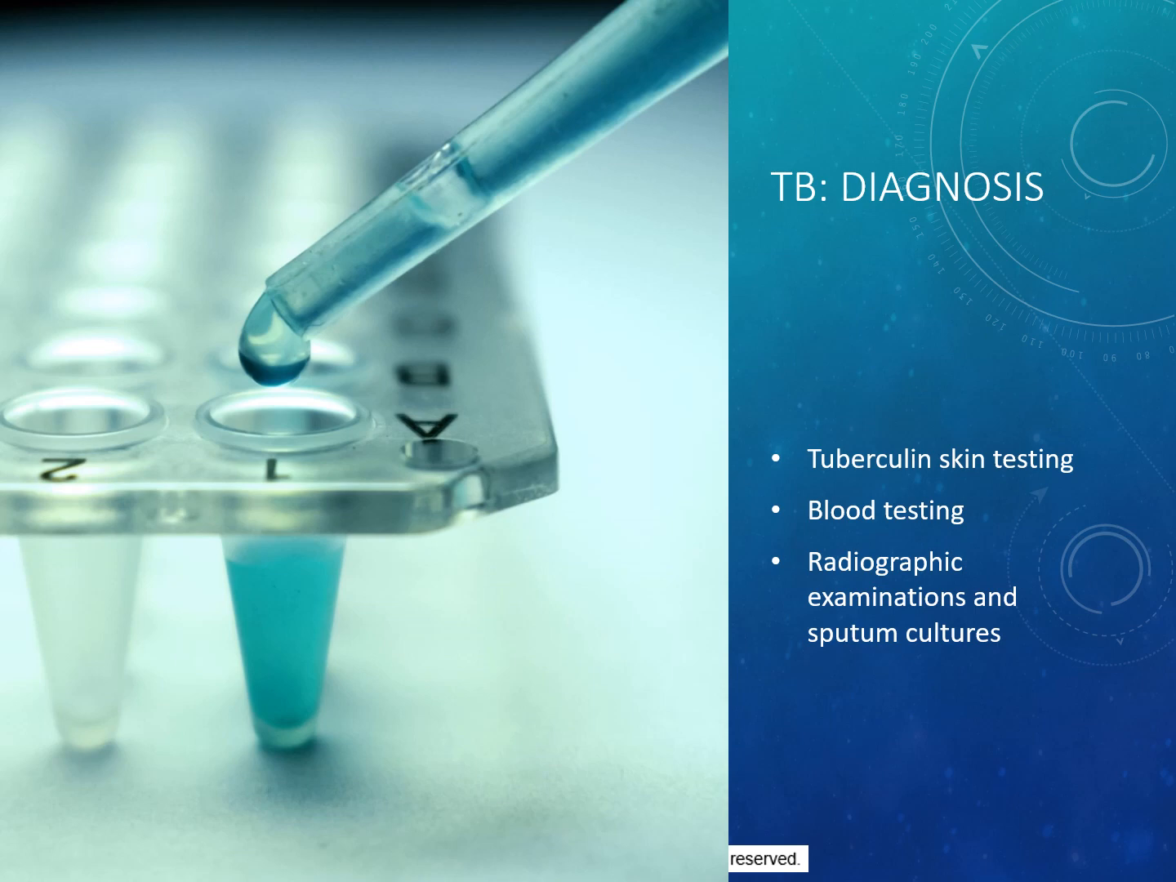An induration of more than 10 millimeters in diameter would be considered positive in recent immigrants from other countries where TB is prevalent, in a medically underserved group, or in the homeless. For patients at low risk, an induration of more than 15 millimeters would be considered positive.